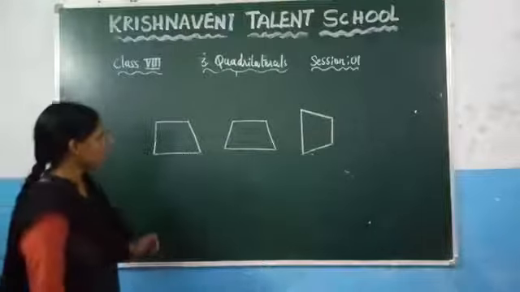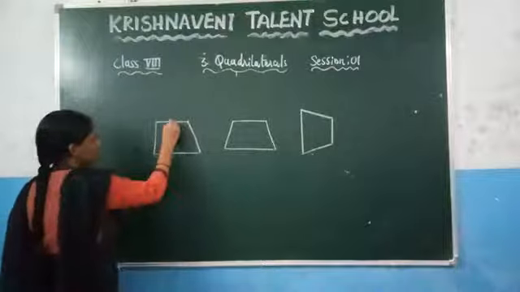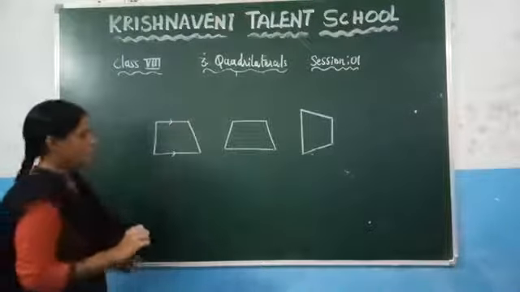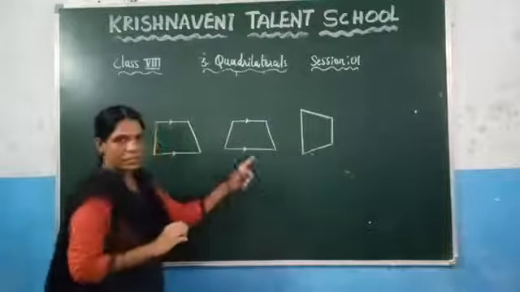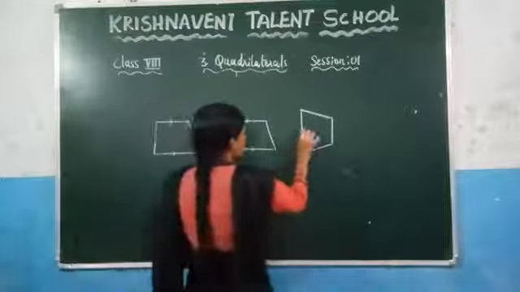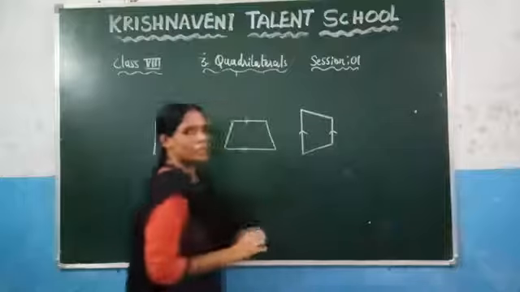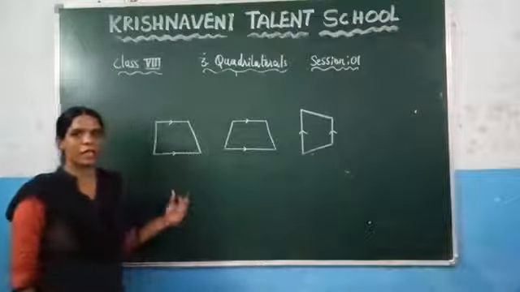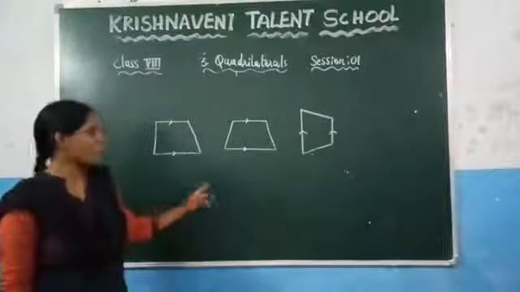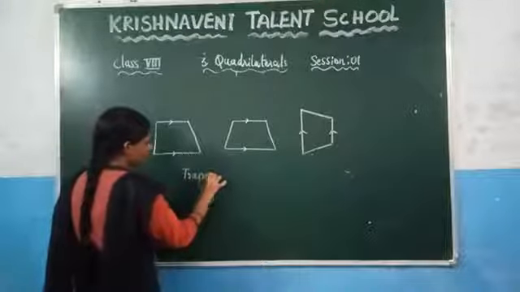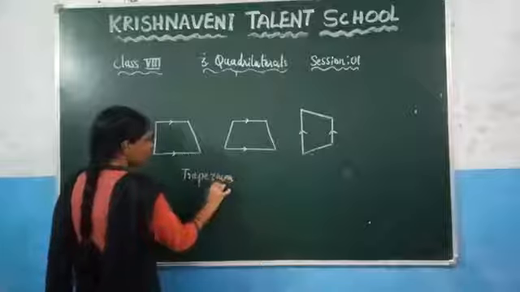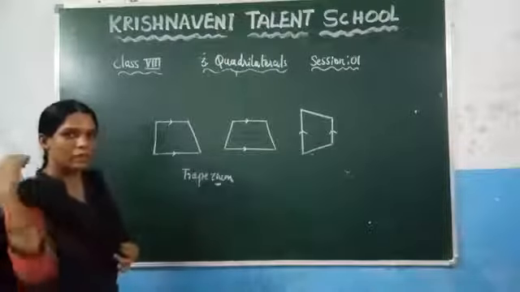You can observe that here this line is parallel to this line, right? And similarly in this one, this line is parallel to this line, and in this one, this line is parallel to this one. So based on that, we will get one type of quadrilateral which has a name that we call a trapezium. What do we call that one? We call it a trapezium.